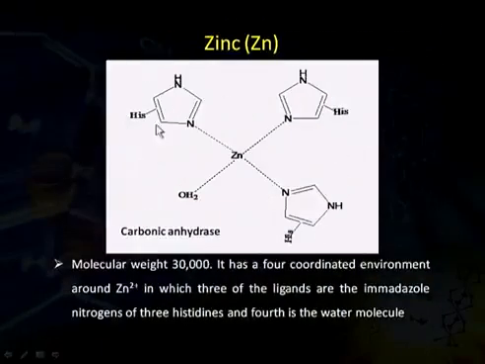This is the structure of the enzyme carbonic anhydrase, whose molecular weight is 30,000. Here the zinc has a 4 coordinated environment in which 3 of the ligands are imidazole nitrogens, like we can see here, this is imidazole, this is also imidazole, and this is also imidazole, and the nitrogen from the imidazole is linked to the zinc. The fourth ligand present here is water, that is, water is the fourth molecule which coordinates with the zinc. Coming on to the third essential trace element, which is copper.